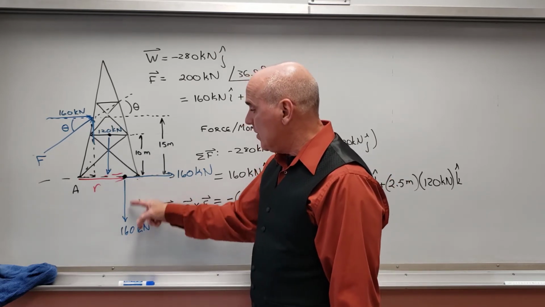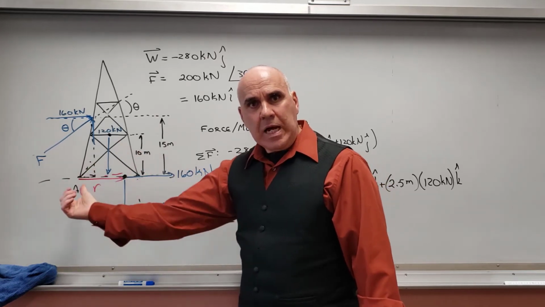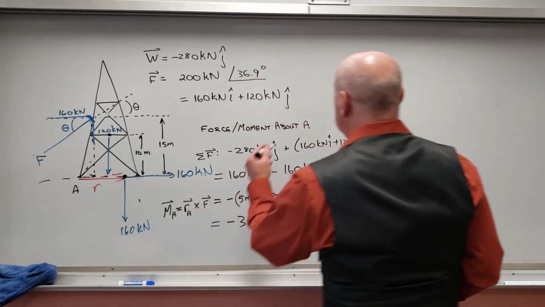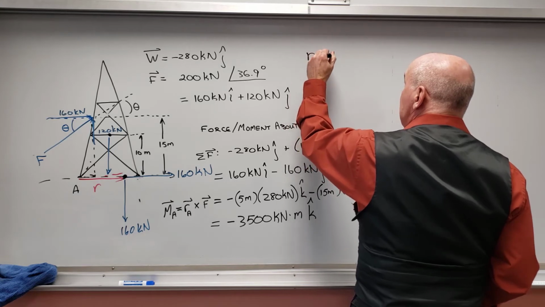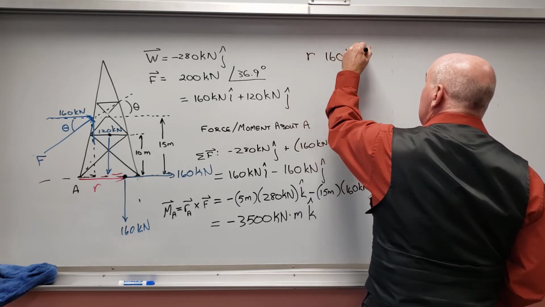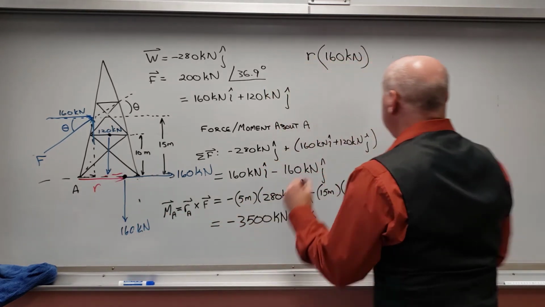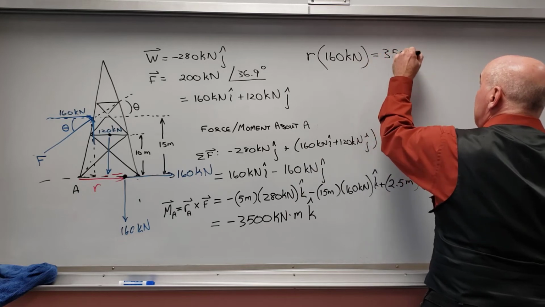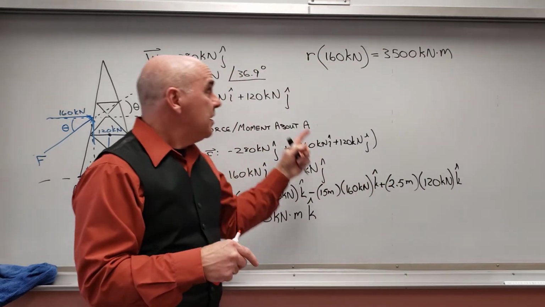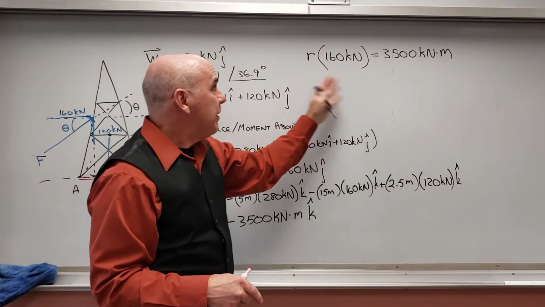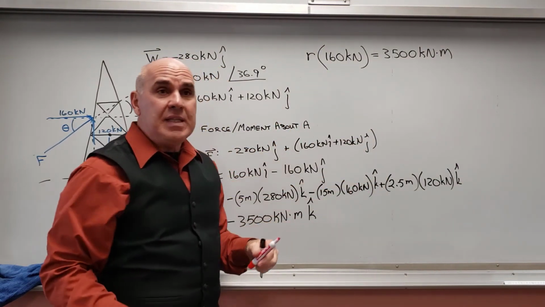So all I really care about is 160 kilonewtons times this R. And it's going to be clockwise. And so basically the idea here is that this R distance, R times 160 kilonewtons, because that's the Y component of the force, has to be equal to this 3,500 kilonewton meters. Those are going to be the same. So that distance has to give me the same moment. And I've taken the signs out. They're going to end up giving me a value that's clockwise.